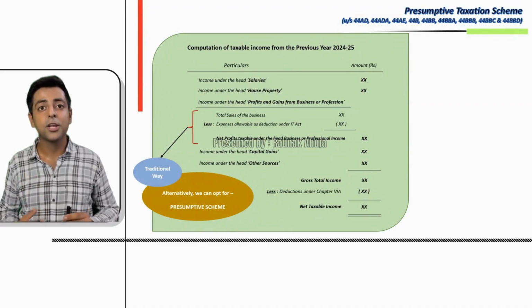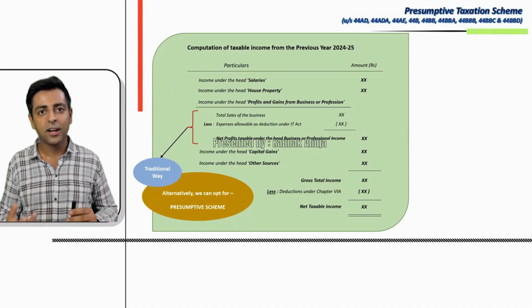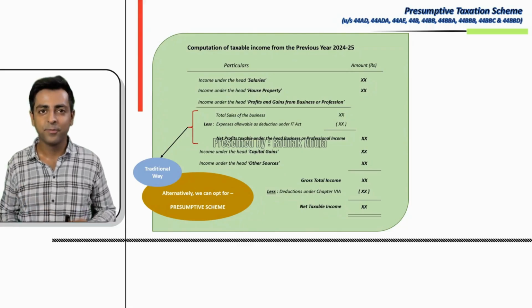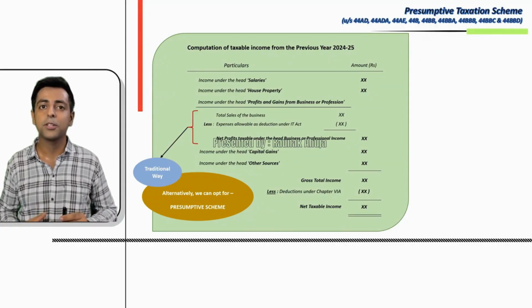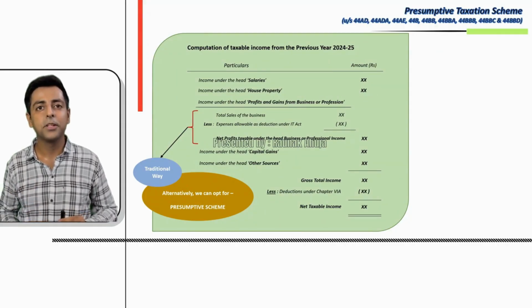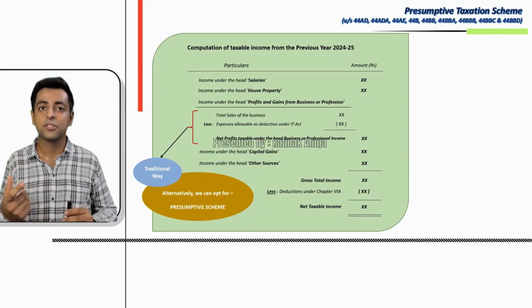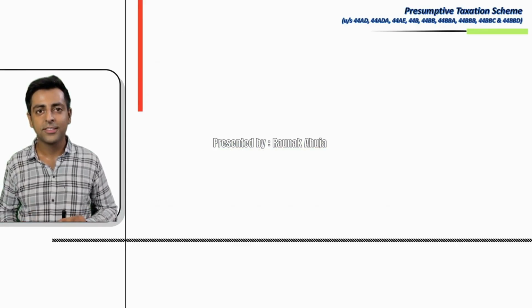And that's why, just to help these small taxpayers, the government introduced this scheme. Now, there are some other problems also that were being faced by the small taxpayers, and hence the PTA scheme, that is the presumptive taxation scheme, was introduced.